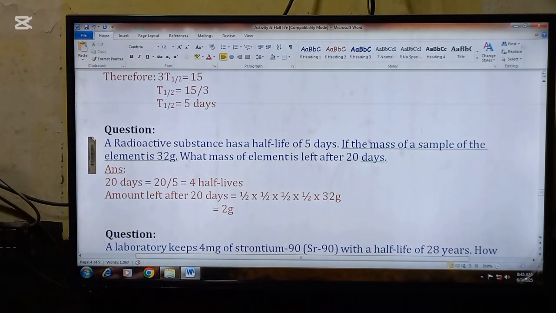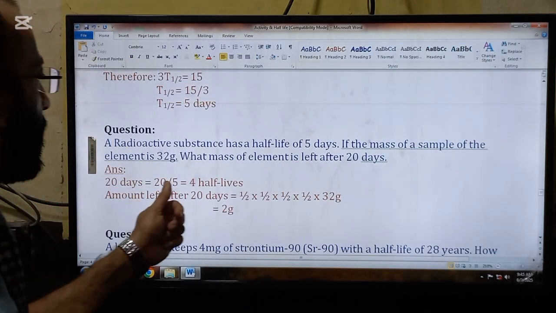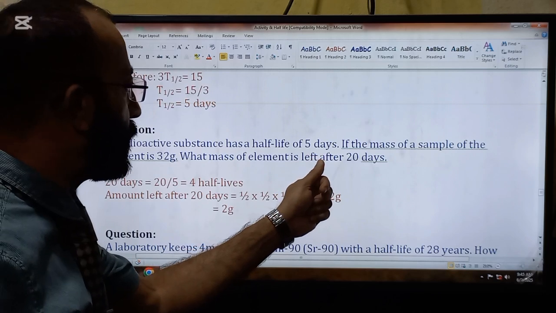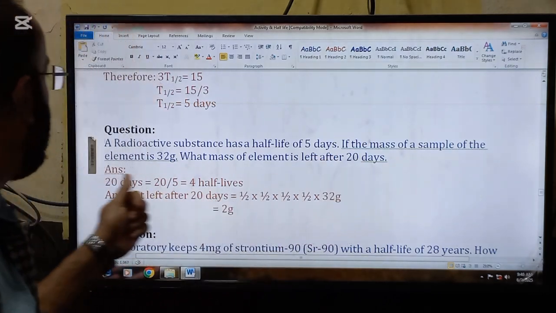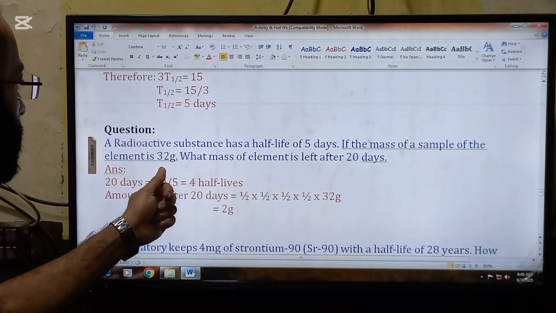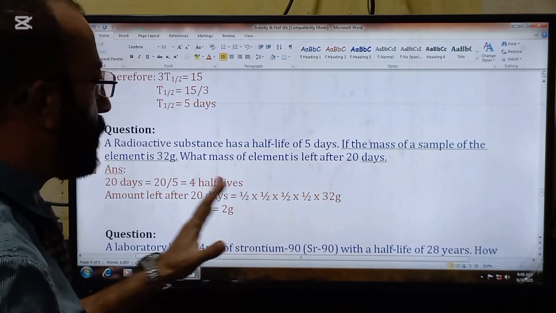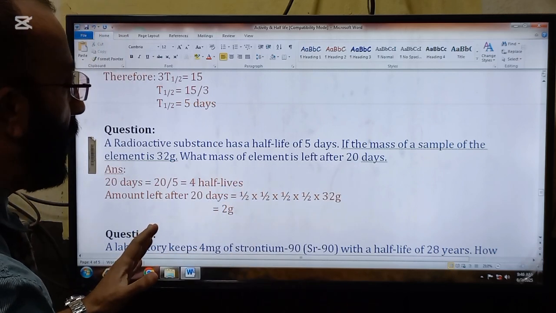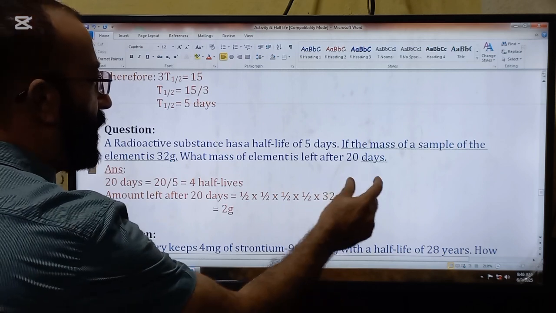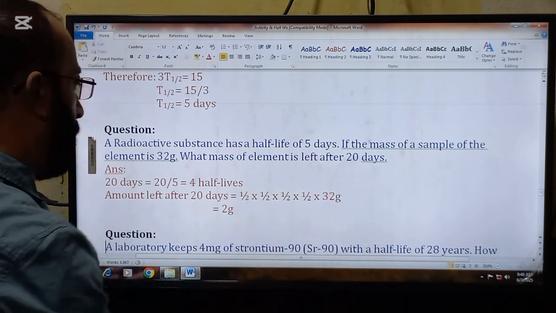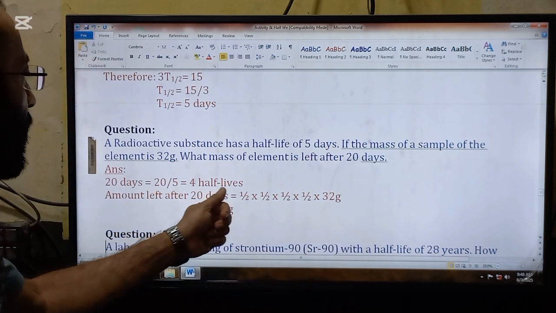So this is 1 half-life. And another question is here. A radioactive substance has a half-life of 5 days. If the mass of the sample of the element is 32 grams, what mass of the element is left after 20 days? So first we will find the number of half-lives. So 20 divided by 5 will make the number of half-lives, that is 4 half-lives.